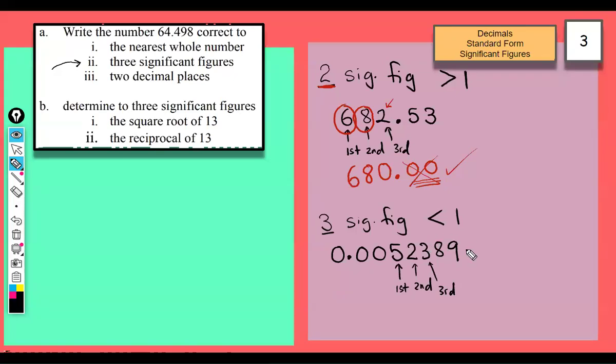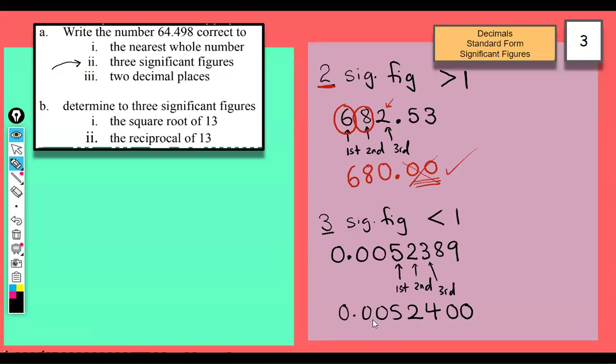So do we have to add 1 to the 3 today? What do you guys think? We have to add 1 to the 3? The answer is yes. So it's going to be 0.0052. We have to add what here? 1. So we're going to get 4. Now, the rest of the numbers are going to change to zeros.